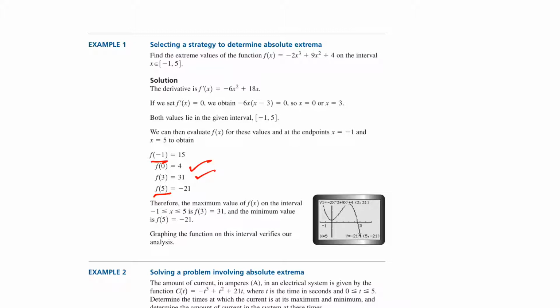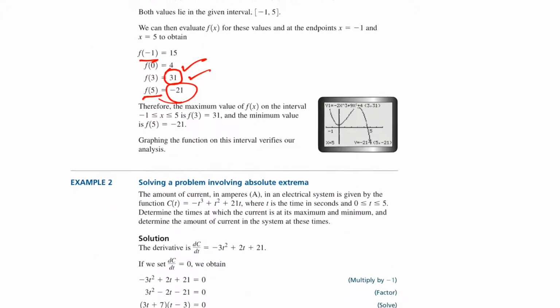As you see, 31 is the biggest among the y values and negative 21 is the smallest. Therefore, when x is 3, the function is maximum and the maximum is 31, and when x is 5, the function is minimum and the minimum is negative 21. Maximum is at a critical number and minimum is at an endpoint.